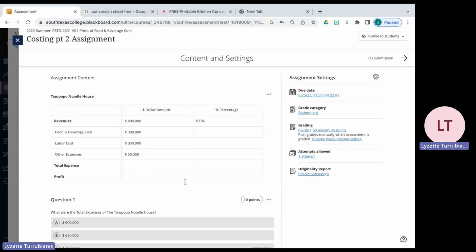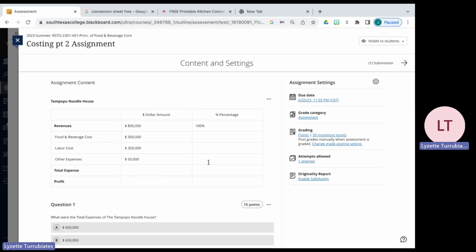If it asks you to figure out profit percentage, well, once you get your profit, then you can divide it by your revenue, and that should give you your percentage. Okay, so if anybody has any questions about this second part to your costing, please let me know.